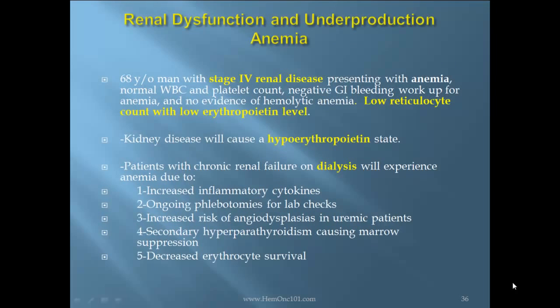Renal dysfunction and underproduction anemia. Case report. 68-year-old man with stage 4 renal disease presenting with anemia, normal WBC and platelet count, negative GI bleeding workup for anemia, and no evidence of hemolytic anemia. Low reticulocyte count with low erythropoietin level. Kidney disease will cause a hypoerythropoietin state.